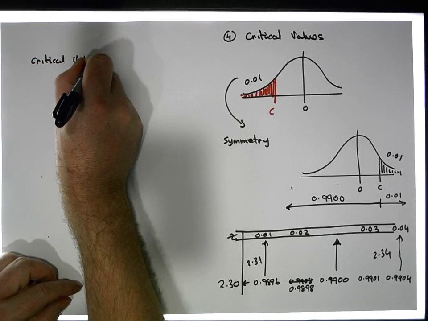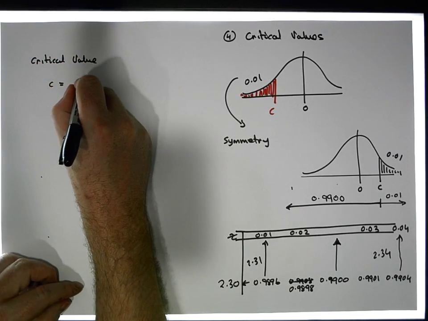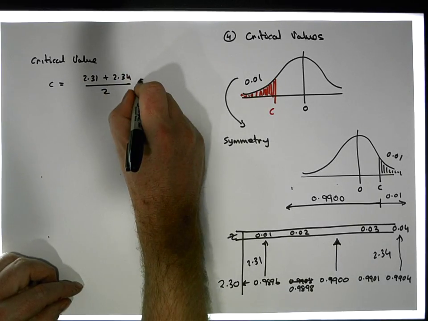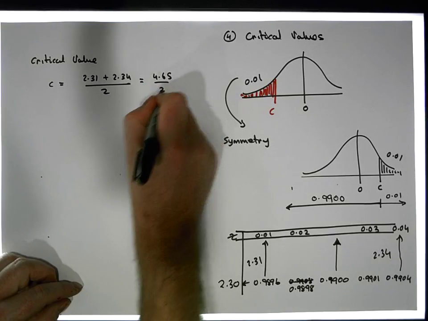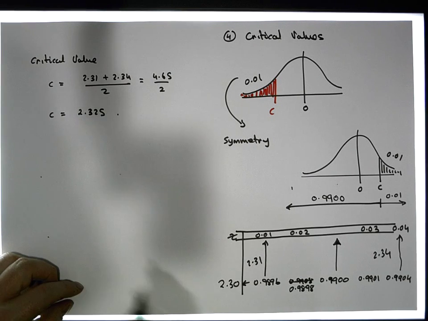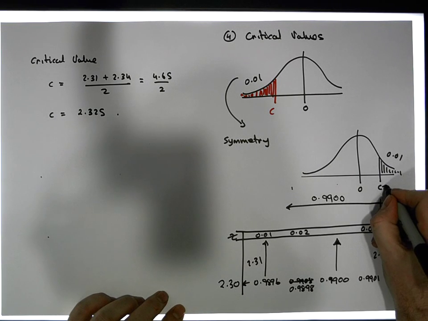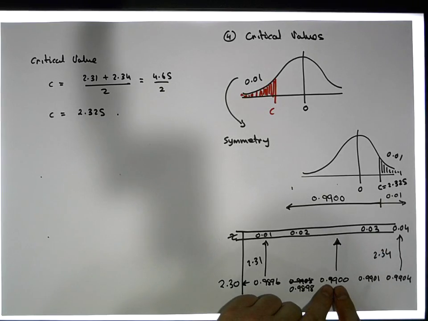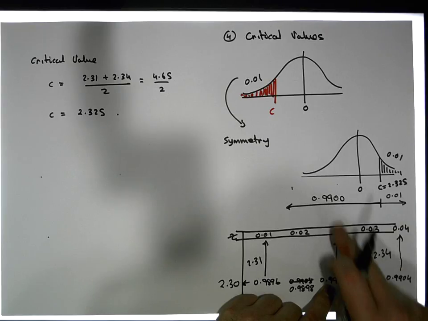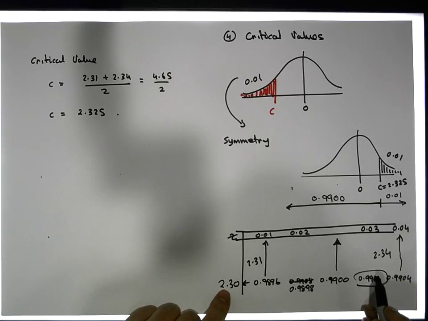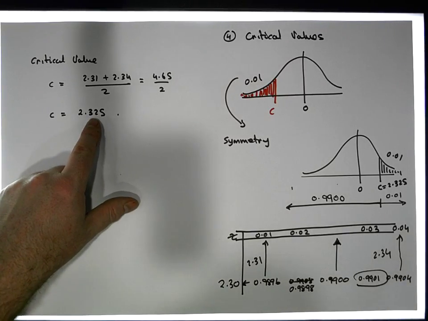So the Z score that I require, the critical value, is going to be C equal to 2.31 plus 2.34 divided by 2, which gives us 4.65 divided by 2, which gives me a critical value equal to 2.325. Now sometimes your examiner might say, if you don't have the critical value associated with the area that you're looking for, go for the one that's closest to it. In this case, the closest would actually be 2.33, which is perfectly fine. It's close enough to what I have here, but mine is a little bit more accurate.